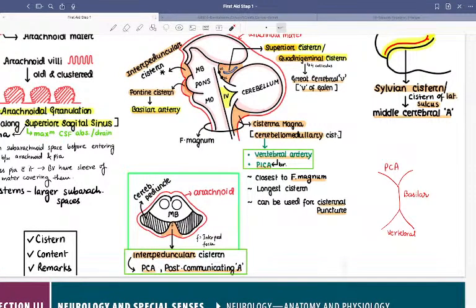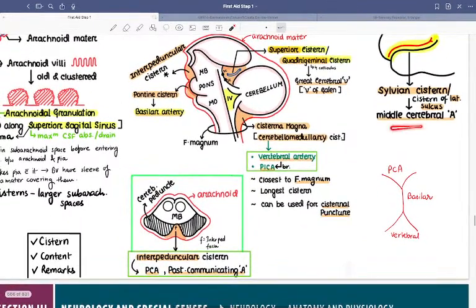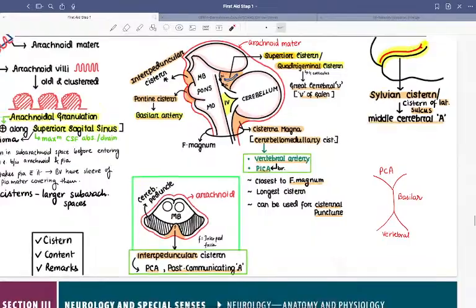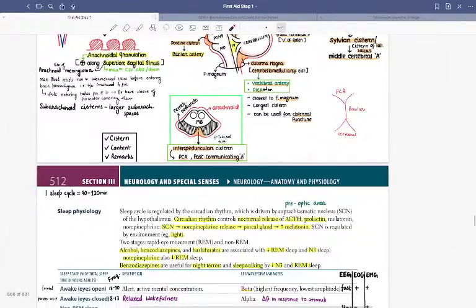And here what do we have? Interpeduncular, yeah, just the nerve, a small blood supply. In the Sylvian cistern we have the middle cerebral artery, and in the interpeduncular cistern we have the PCA and the posterior communicating artery. Okay, you have cerebellar peduncles, you have midbrain here, and yeah, that is that. Okay, so that is done.